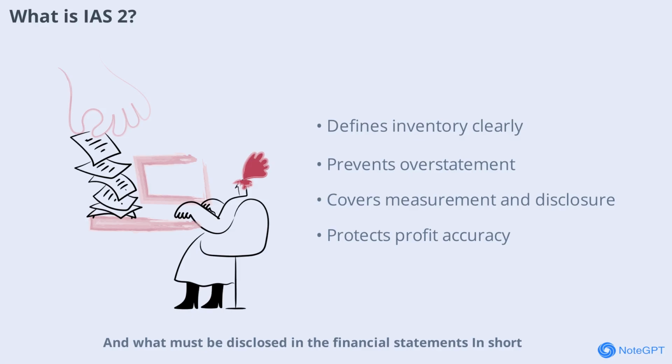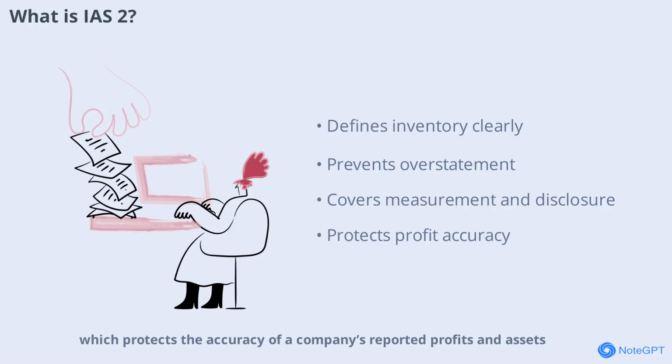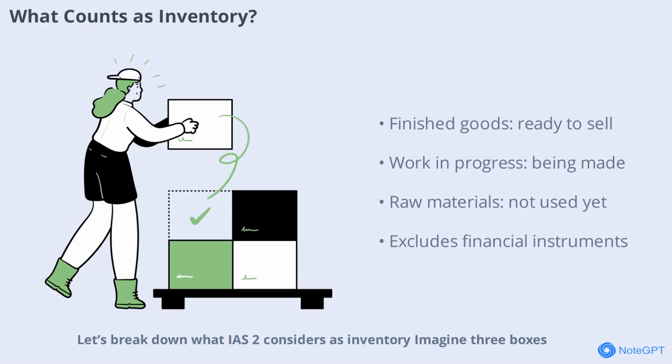In short, IAS 2 ensures that inventory isn't overstated, which protects the accuracy of a company's reported profits and assets. Understanding these basics sets the stage for applying the rules correctly in real business scenarios. Let's break down what IAS 2 considers as inventory.